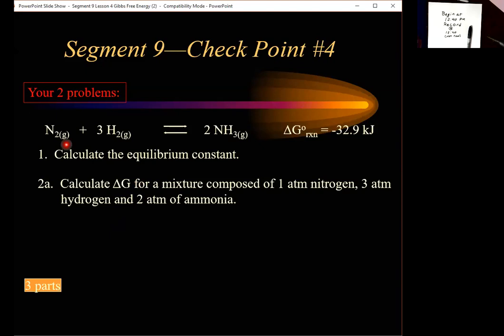Okay, now here's a checkpoint problem for you. It's the formation of ammonia. Again, a very important reaction. The delta G superscript for the reaction is just going to be twice the delta G of formation of ammonia. Remember, N2 and H2 are both 0. So this is the delta G of the reaction we would look up in the table by getting delta G of formation of ammonia and multiplying by 2. We get minus 32.9 kilojoules. Calculate the equilibrium constant.